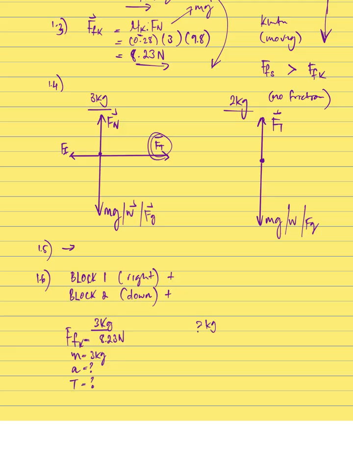For the 2 kilogram block, there's no friction. The mass I know is 2 kilograms. The acceleration we don't know. And the tension that it's attached to, I don't know. So can you see here? I have 2 unknowns. Now the minute I have 2 unknowns, I have to solve this simultaneously.